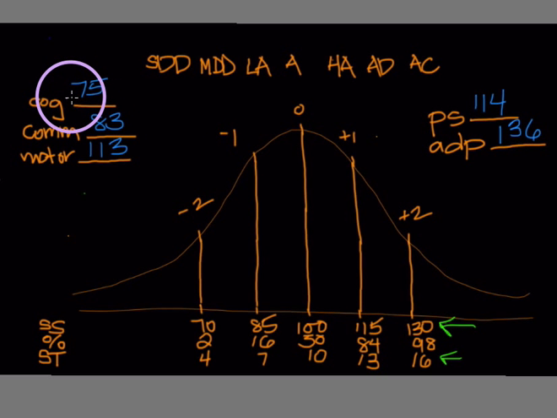So we'll start with cognition. We've got a 75, and I'll put him about right there. And then we've got an 83 for communication. Let's put that one right there. Motor is a 113, maybe right there. And personal social, kind of next to it. And then we've got adaptive way out here at 136.